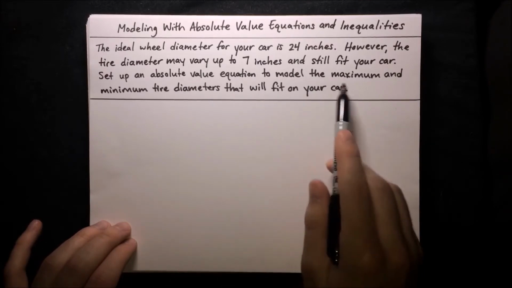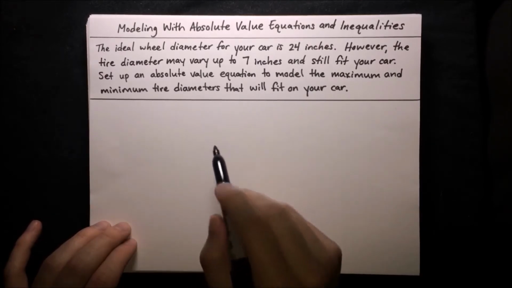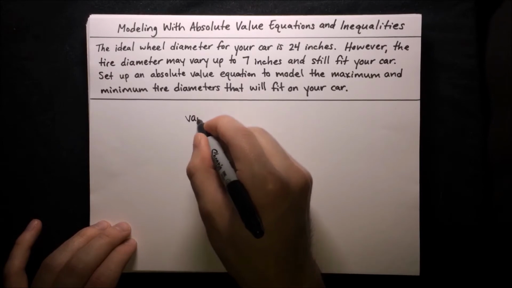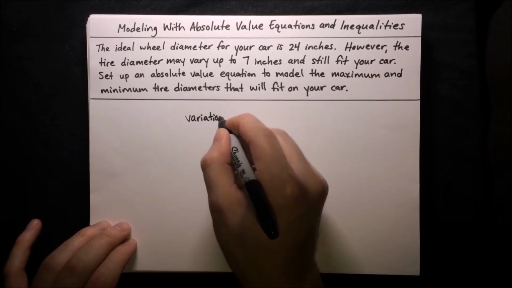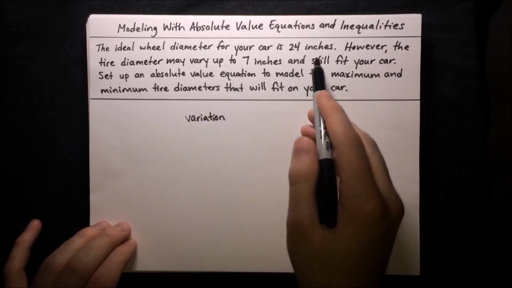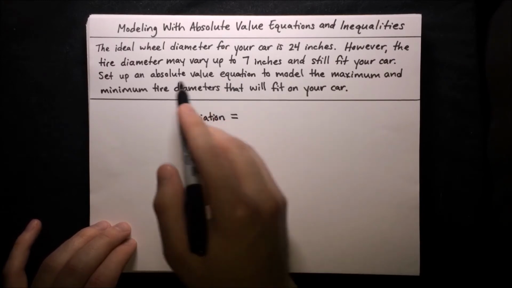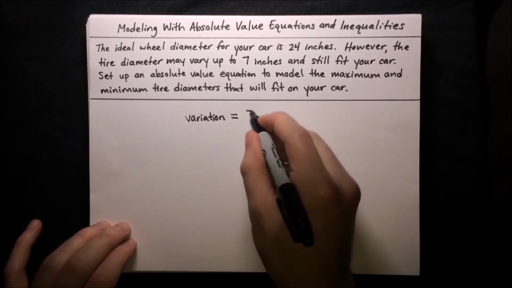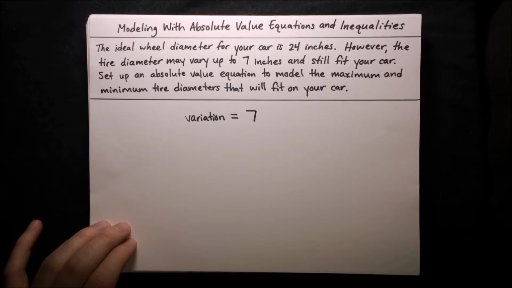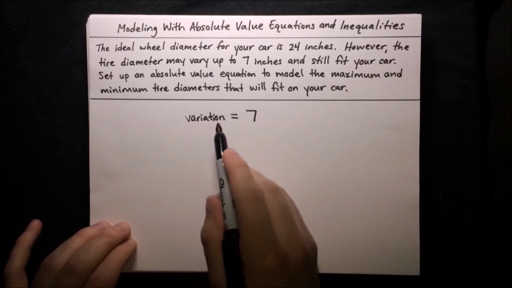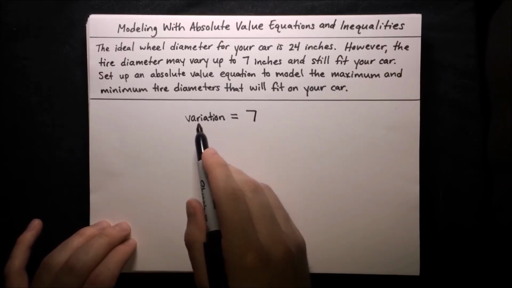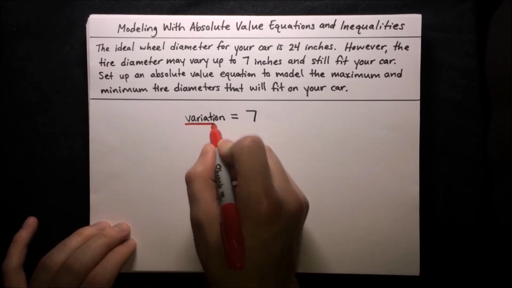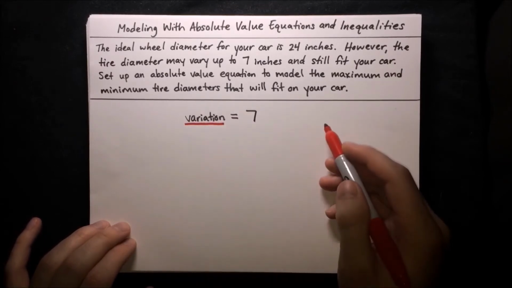Okay, so at the maximum and minimum tire diameters, the variation of the actual diameter with the ideal diameter is equal to the maximum variation, which is 7 inches. So now we just have to figure out how to express this variation in mathematical terms. So why don't we work that out on the side here? What does variation mean mathematically?